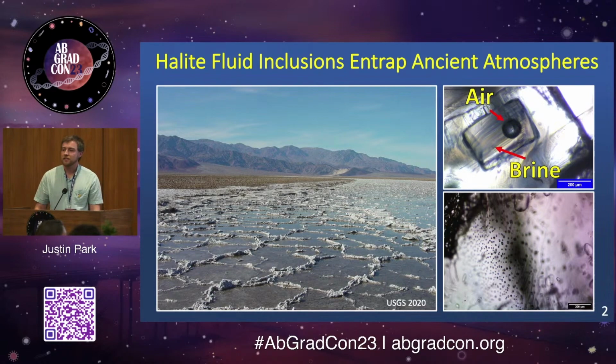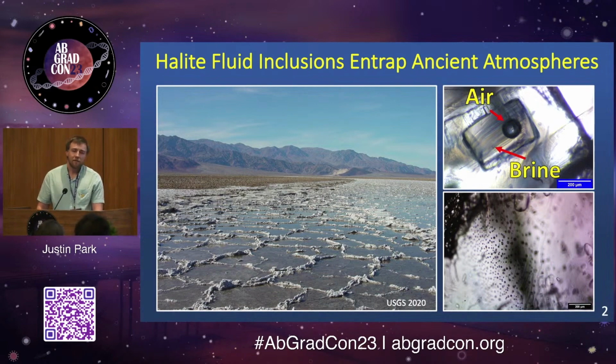So halite, as we've seen in previous talks, is an evaporative mineral. It forms in these really dry, arid environments where evaporation is the dominating force. As it does so, it can form these things called fluid inclusions, as shown on the top right up here, and they can encapture air or brine in the mineral matrix.